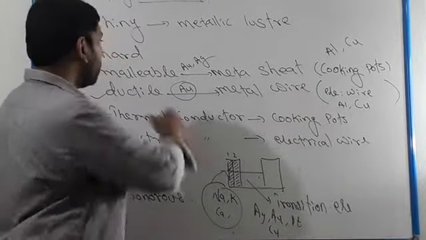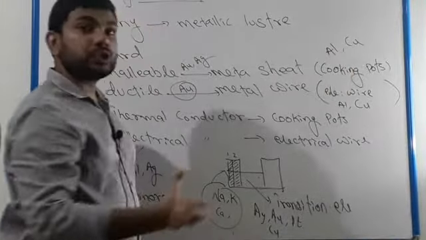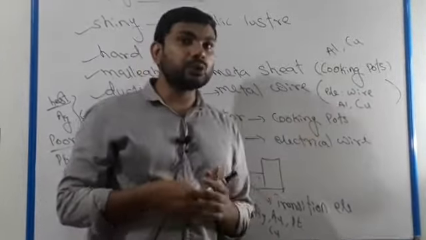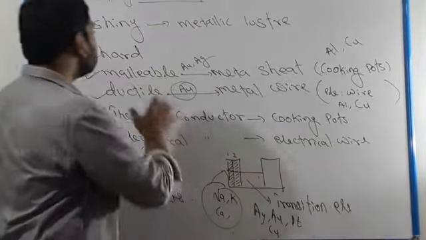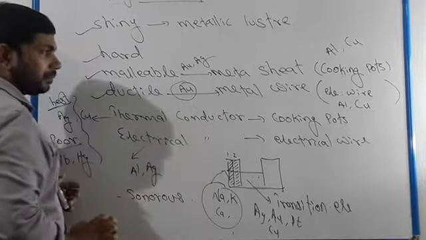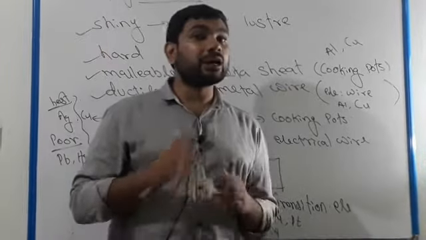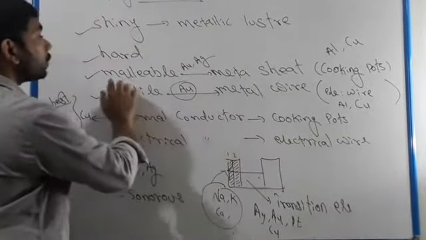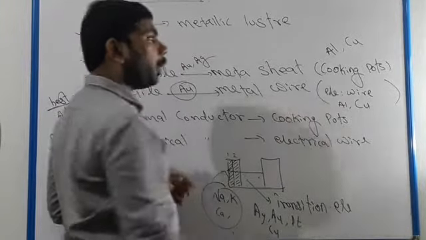Metals such as aluminium and copper are used to make cooking pots. Why are aluminium and copper used to make cooking pots? Because aluminium and copper are malleable, and also they are thermal conductors. Thermal conductor means they pass heat. They are good conductors of heat. Also aluminium and copper are malleable. That's why they are used to make cooking pots.